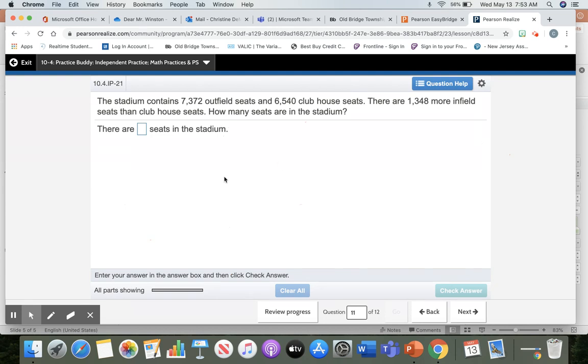So this is an addition problem, but it's a multi-step problem. There's 1,348 more seats infield than the clubhouse. Well, I know what my clubhouse seats are, which is here. So if there's 1,348 more, my first step is to figure out how many infield seats I actually have. Once I figure out my infield seats, then I have to add that amount plus the 6,540 plus the 7,372 and get the full amount. Okay?